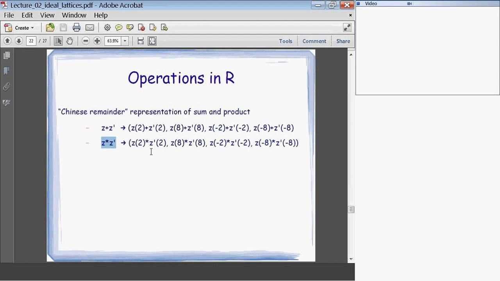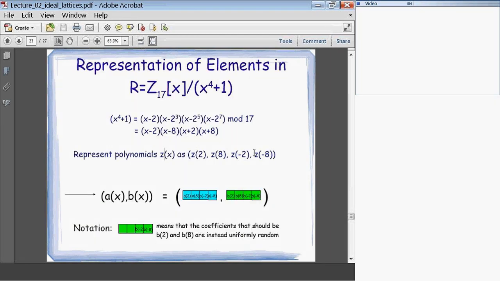So polynomial multiplication is done in an efficient manner. Just another way to illustrate it. So this is how the polynomials are stored in this case. We simply store their values at those primitive roots of unity.